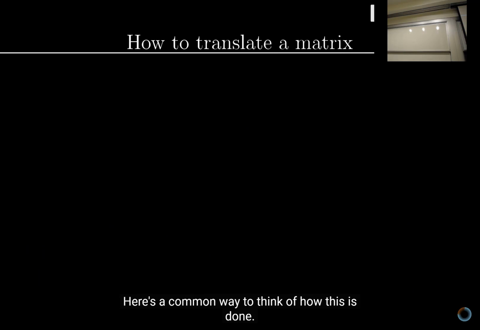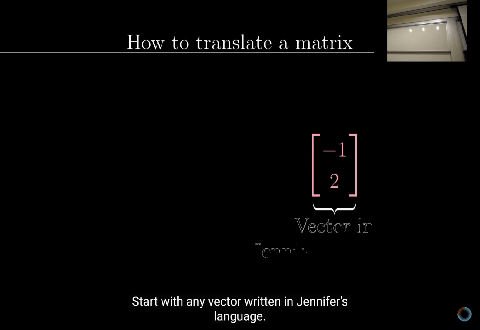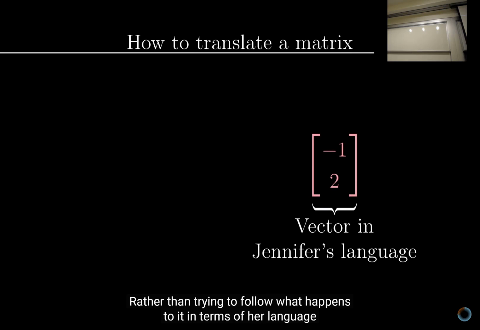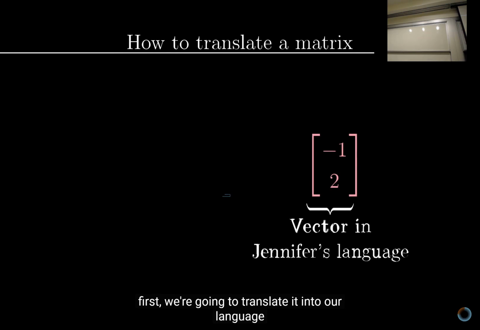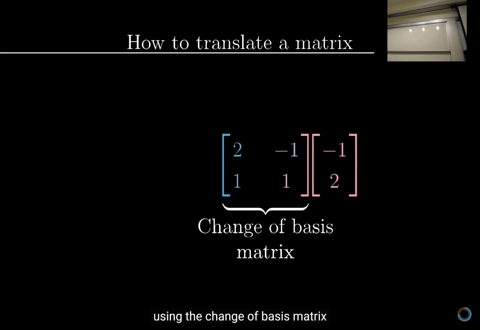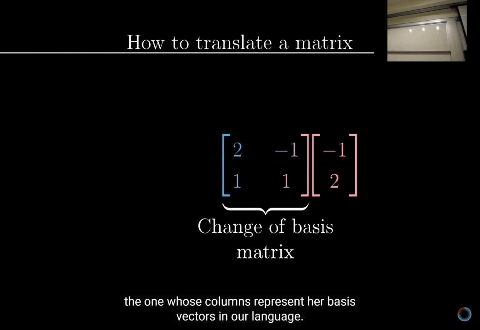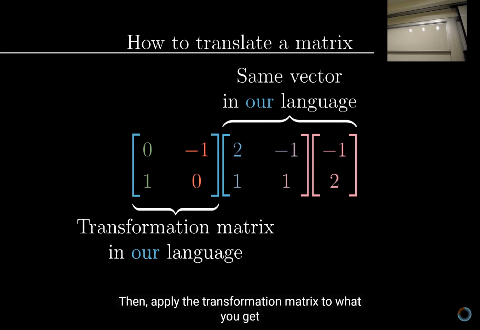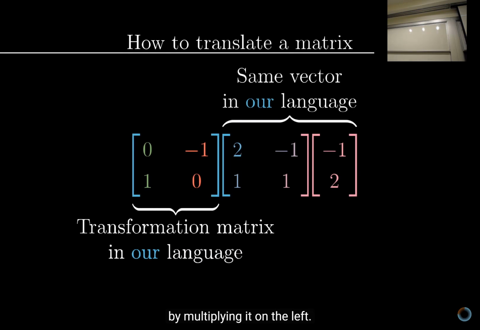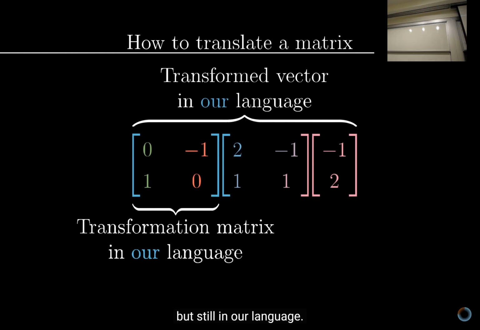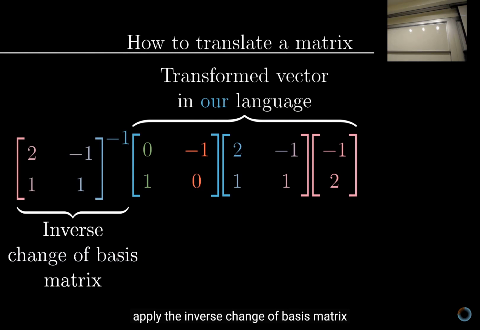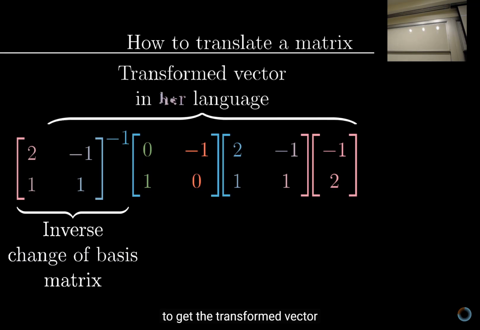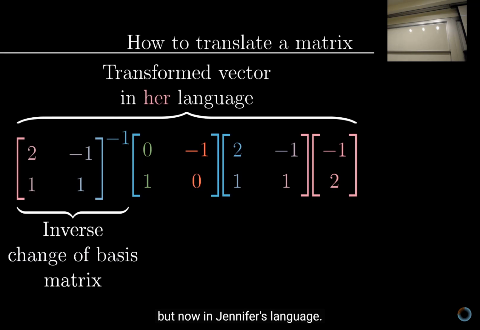Here's a common way to think of how this is done. Start with any vector written in Jennifer's language. Rather than trying to follow what happens to it in terms of her language, first we're going to translate it into our language using the change of basis matrix, the one whose columns represent her basis vectors in our language. This gives us the same vector, but now written in our language. Then, apply the transformation matrix to what you get by multiplying it on the left. This tells us where that vector lands, but still in our language. So as a last step, apply the inverse change of basis matrix, multiplied on the left as usual, to get the transformed vector, but now in Jennifer's language.